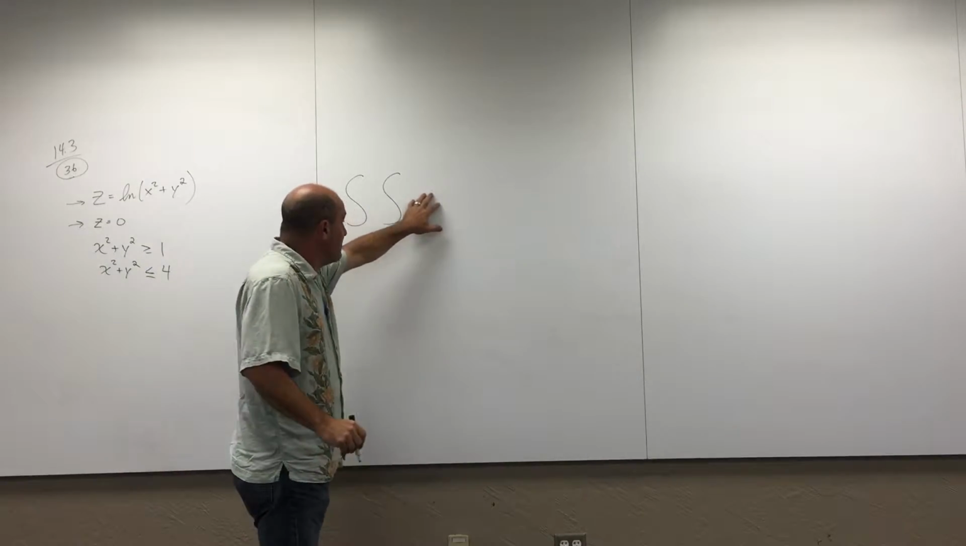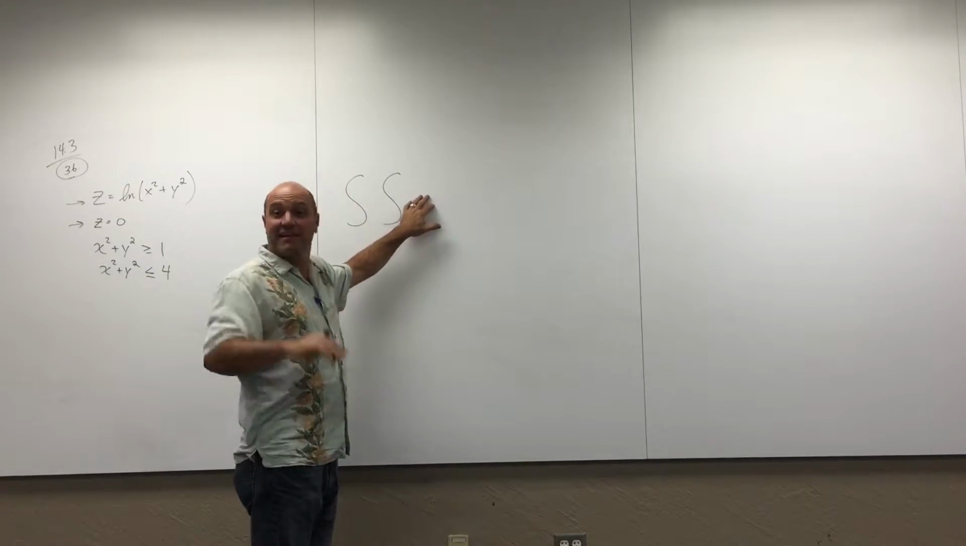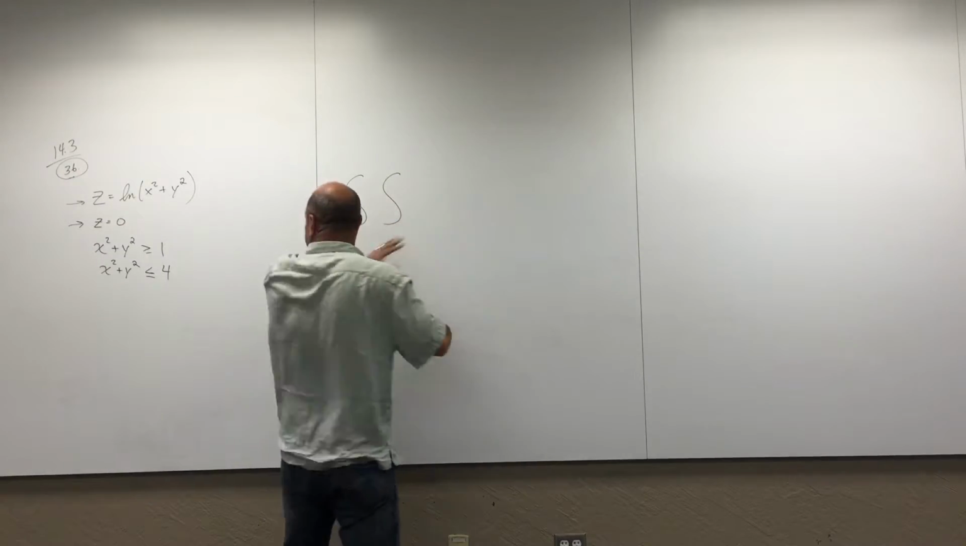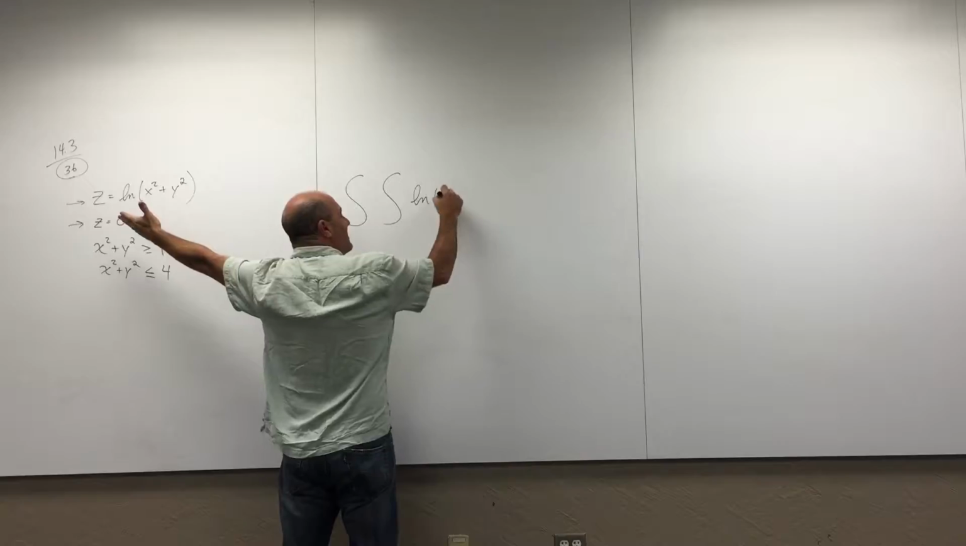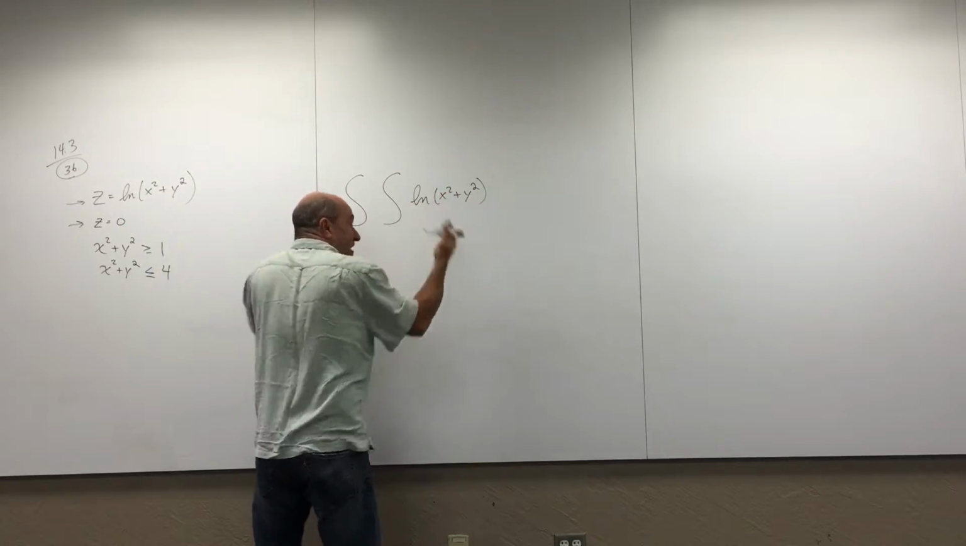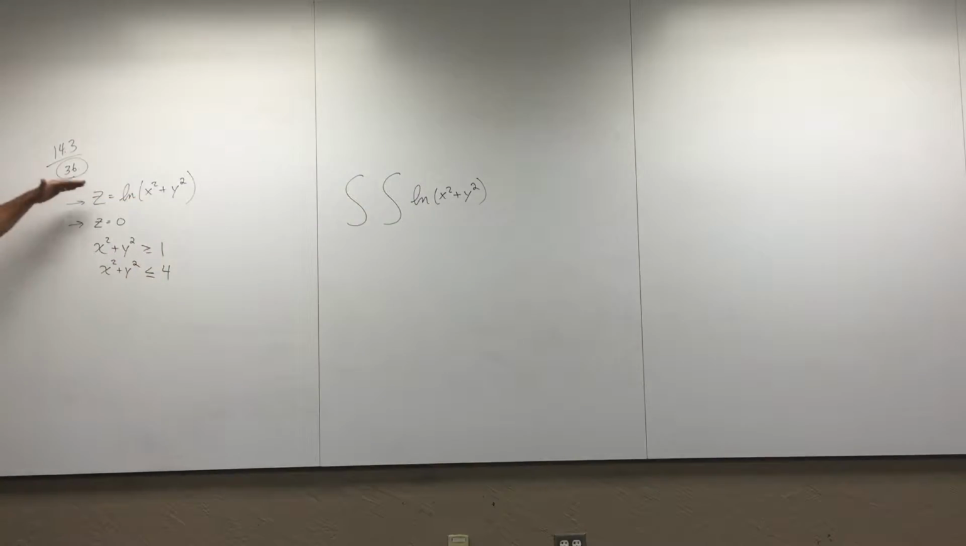And so when you set up a double integral to find volume, what goes in here, do you remember? The ceiling, or the surface. So I think I'm going to be integrating this thing, log of x squared plus y squared. That wasn't much of a decision. Look, who are you integrating? So there you are. That's the only surface they gave you.